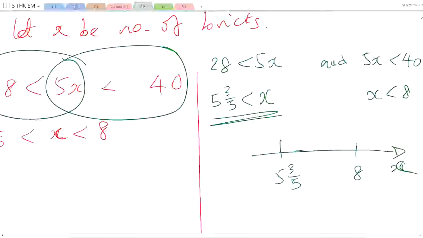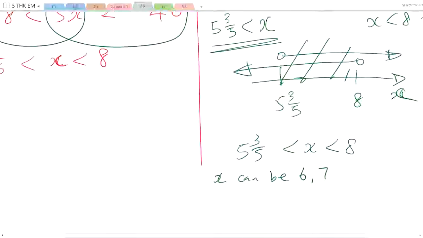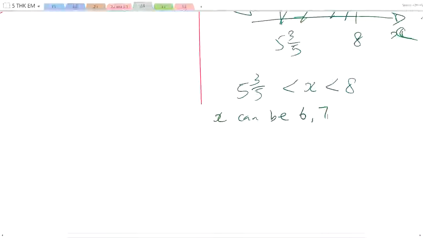X is supposed to be greater than 5 and 3/5. It must be on this side. X is less than 8. It must be on this side. The overlapping region over here. So my answer is x is greater than 5 and 3/5, but it is smaller than 8. Then I have my answer. X can be 6 and 7 only. Did I give any more? 11 I don't want to do because I've gone through it already.